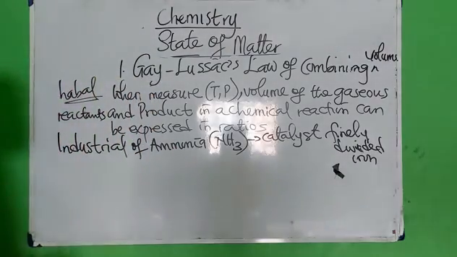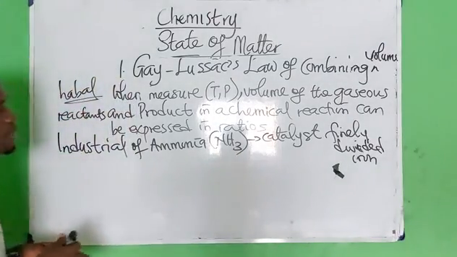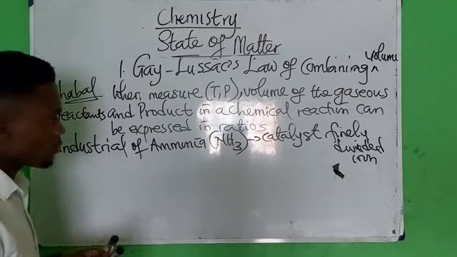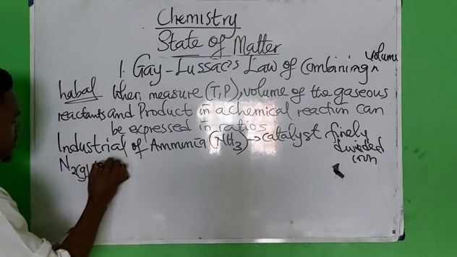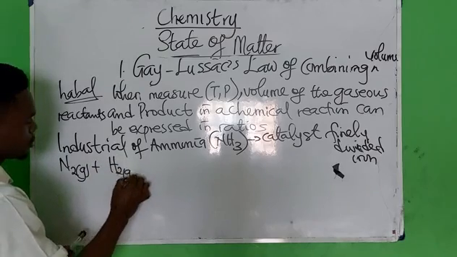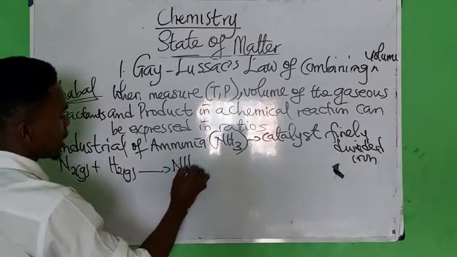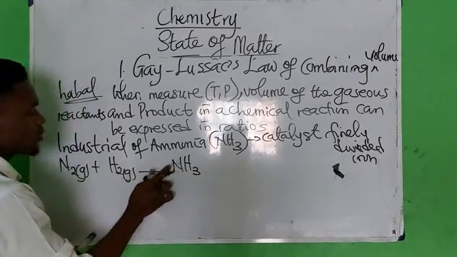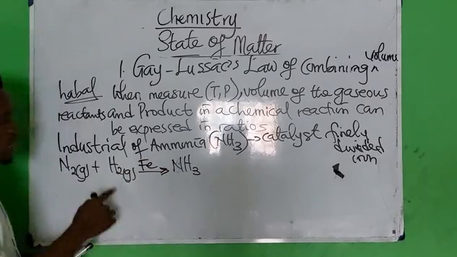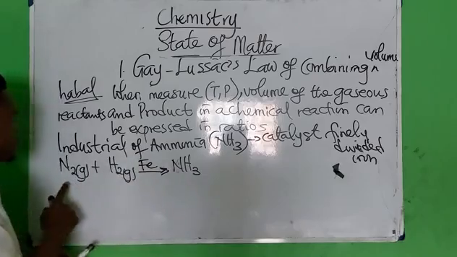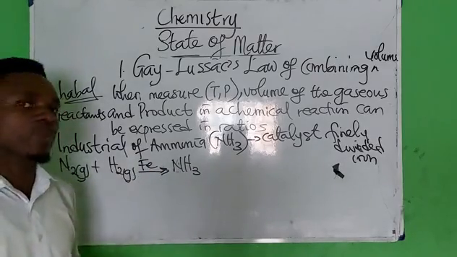Okay, now for ammonia to be produced, being a gas, two elements are involved. Nitrogen gas reacts with hydrogen gas to produce what? Ammonia gas, which is NH3. This equation is not balanced. Don't forget your finely divided iron is included. I have 2H, I have 3H, I have 2N, and I have just 1N. I have to balance the chemical reaction.